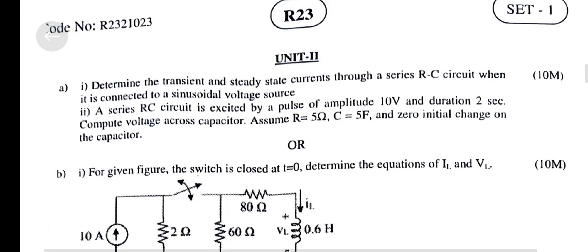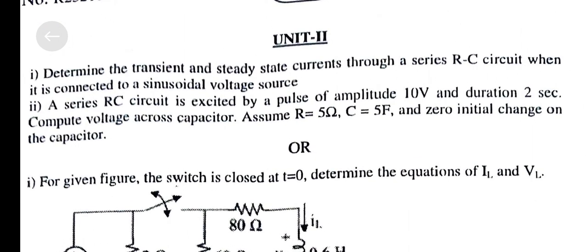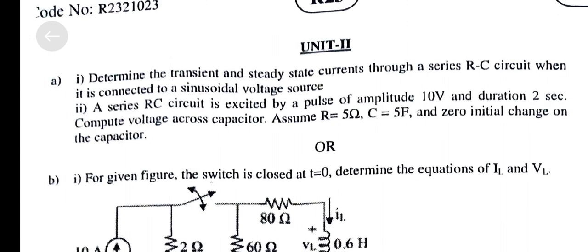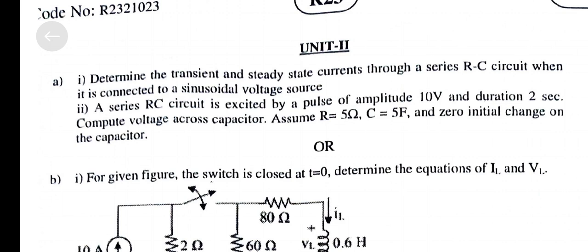యూనిట్ 2 నుంచి సాల్వ్ చేయండి. 3A. Determine the transient and steady state current through a series RC circuit when it is connected to a sinusoidal voltage source. A series RC circuit is excited by a pulse of amplitude 10 volts and duration 2 seconds. Compute voltage across capacitor. Assume R equal to 5 ohms, C equal to 5 F and zero initial charge on the capacitor.